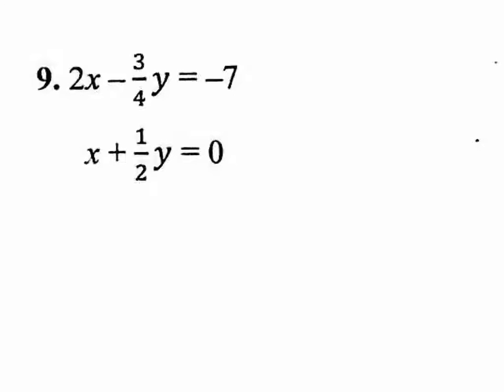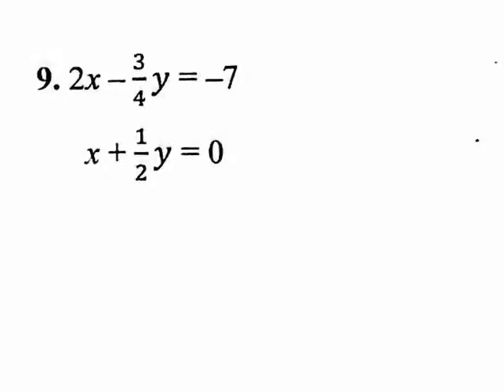So on number 9, if you're confused with the fraction, all you have to do, remember, is that you can do anything you want to an equation as long as you do it to the whole equation, both sides. So if you have a fraction, you could get rid of it by multiplying everything by the denominator of the fraction that you want to get rid of.